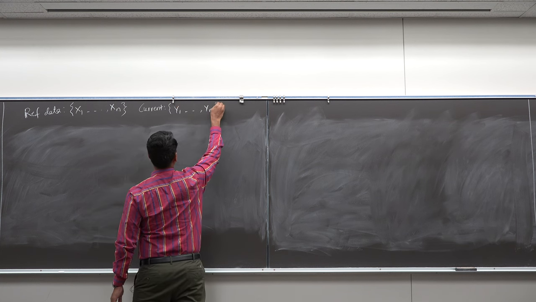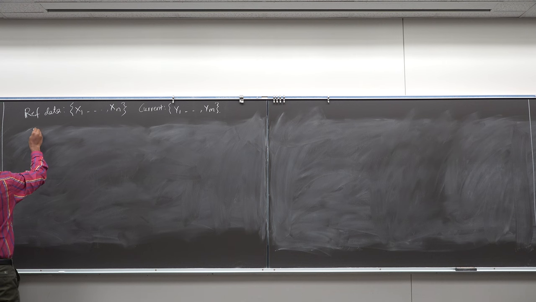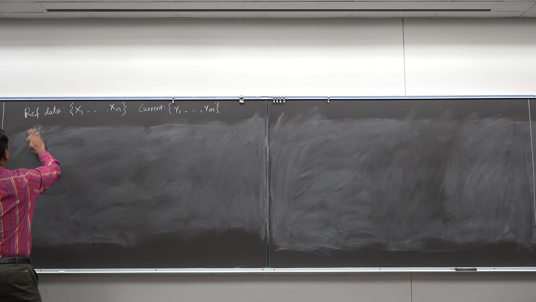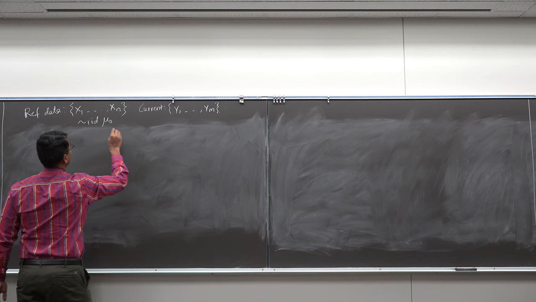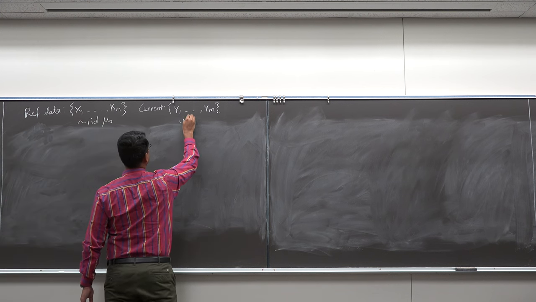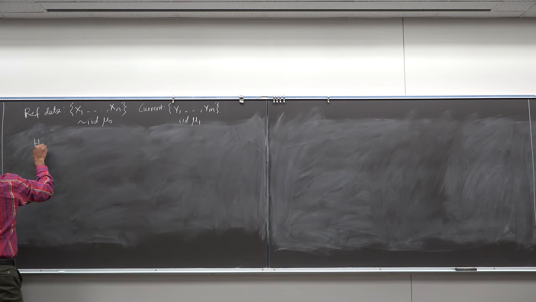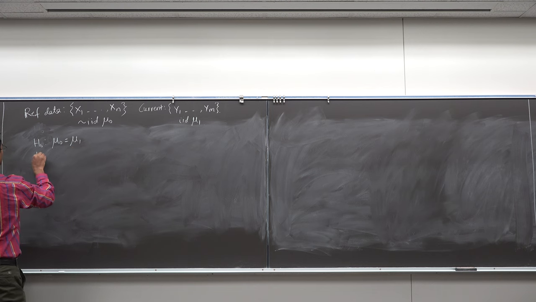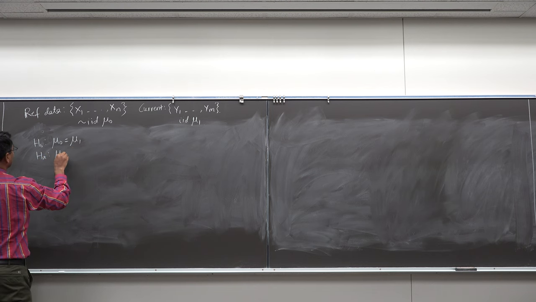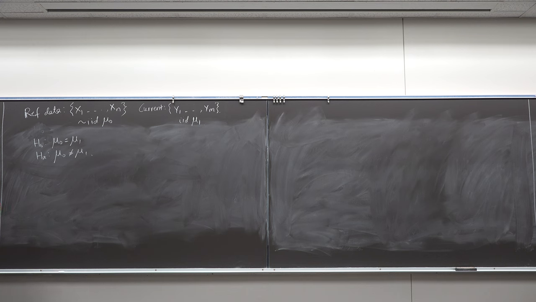y1 to ym, and I need to have the hypothesis. These are IID mu naught, and these are IID mu 1. My null hypothesis is mu naught equals mu 1. My alternate hypothesis is mu naught not equal to mu 1.